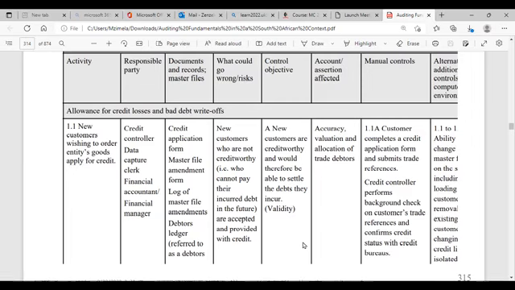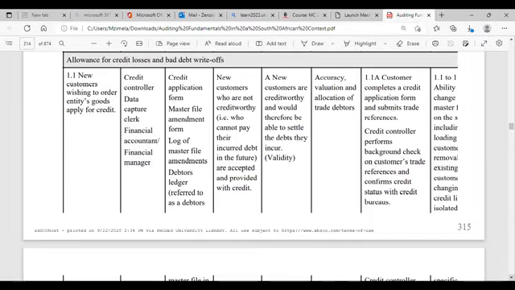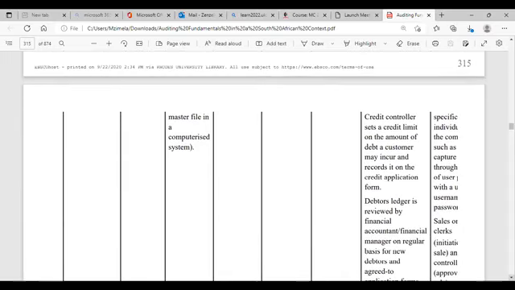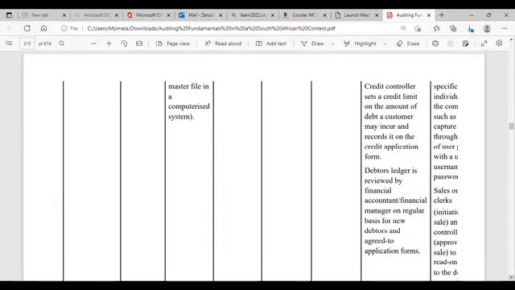So a manual control will be a customer completes a credit application form and submits trade references. Credit controller performs background check on customer trade references and confirms credit status with credit bureau. Right? So a credit controller sets a limit on the amount of debt a customer may incur and records it on the credit application form. Debtors ledger is reviewed by financial accountant or financial manager on a regular basis for new debtors and agrees to application forms.